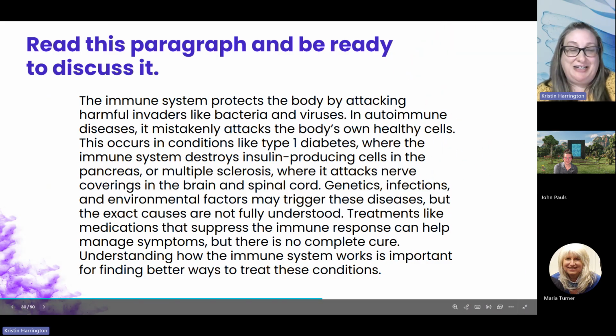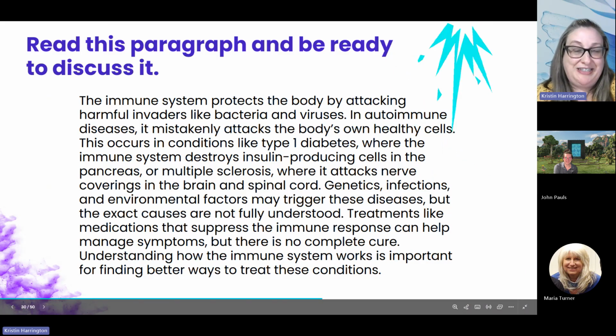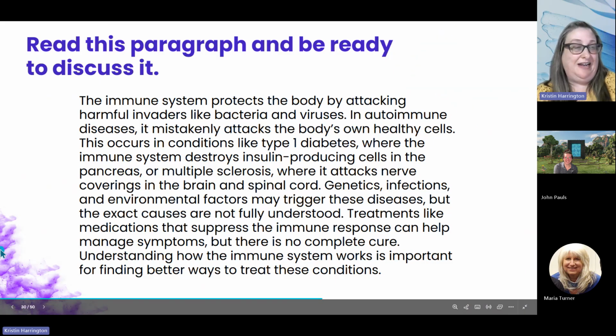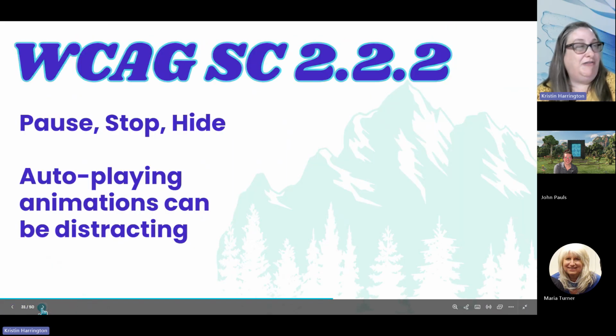We're talking about distractions in the form of animations, and especially automated animations. So I'm going to click through to show you what that standard is. It is SC 2.2.2, which is called Pause, Stop, Hide. And it basically just says we don't want to have auto-playing animations on our content, whether that's a website, a presentation, whatever that might be. We want to try to avoid that.